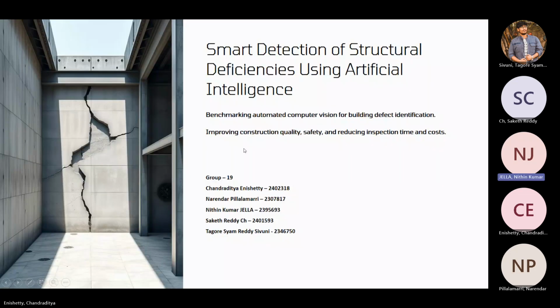Hello, Professor. I'm Nitin. We are Group 19 presenting the topic Smart Detection of Structural Deficiencies using Artificial Intelligence. Benchmarking automated computer vision for building defect identification, improving construction quality and safety, and reducing inspection time and cost. Can you go to the next slide?